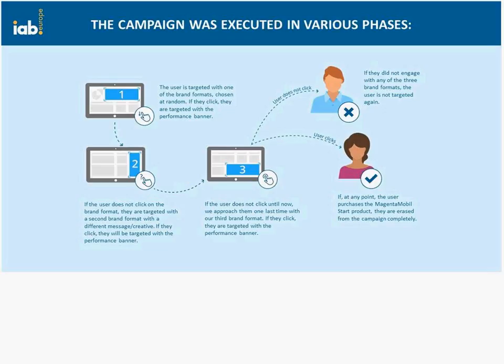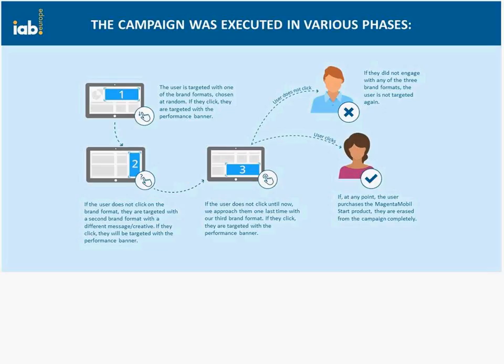And then the third stage comes and again, the user is targeted with a different banner, different call to action, and we give them a third time to engage. And if they do, then they're also targeted with the secondary performance banner. If at the third option the user did not engage, then we'll cross them off the list for this campaign as it's qualified that they're not going to engage further.